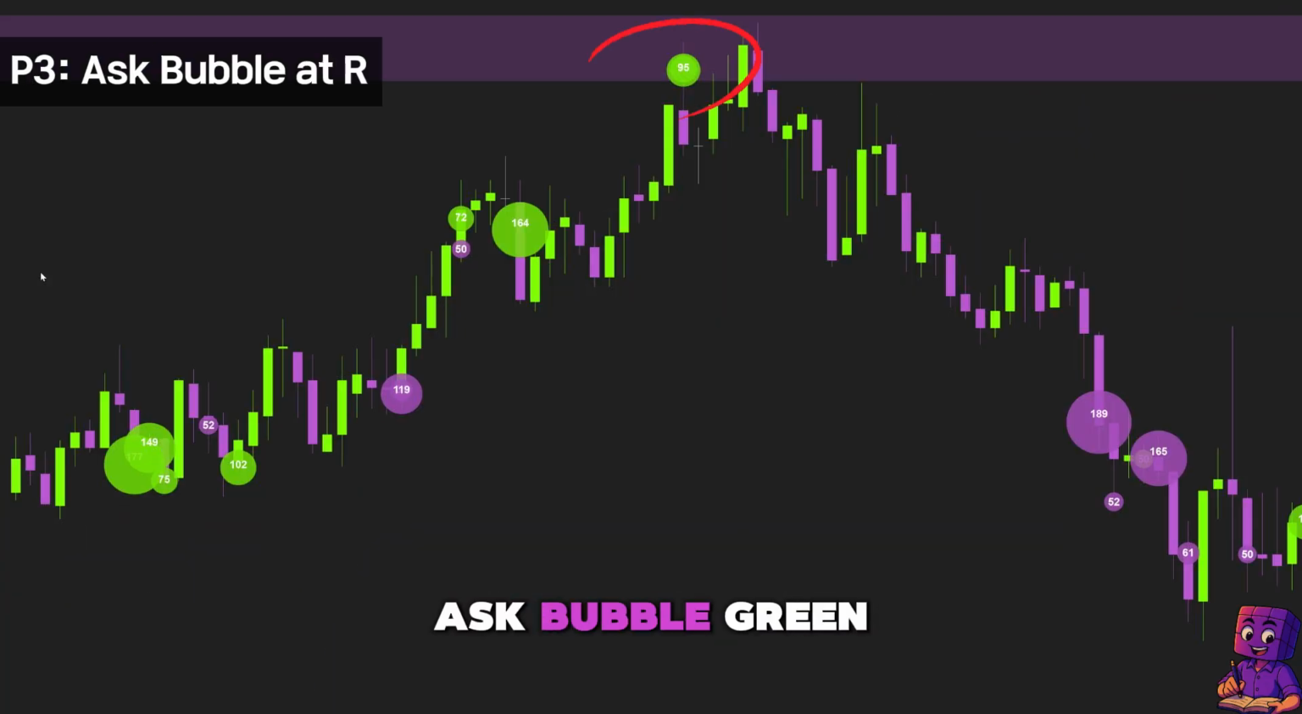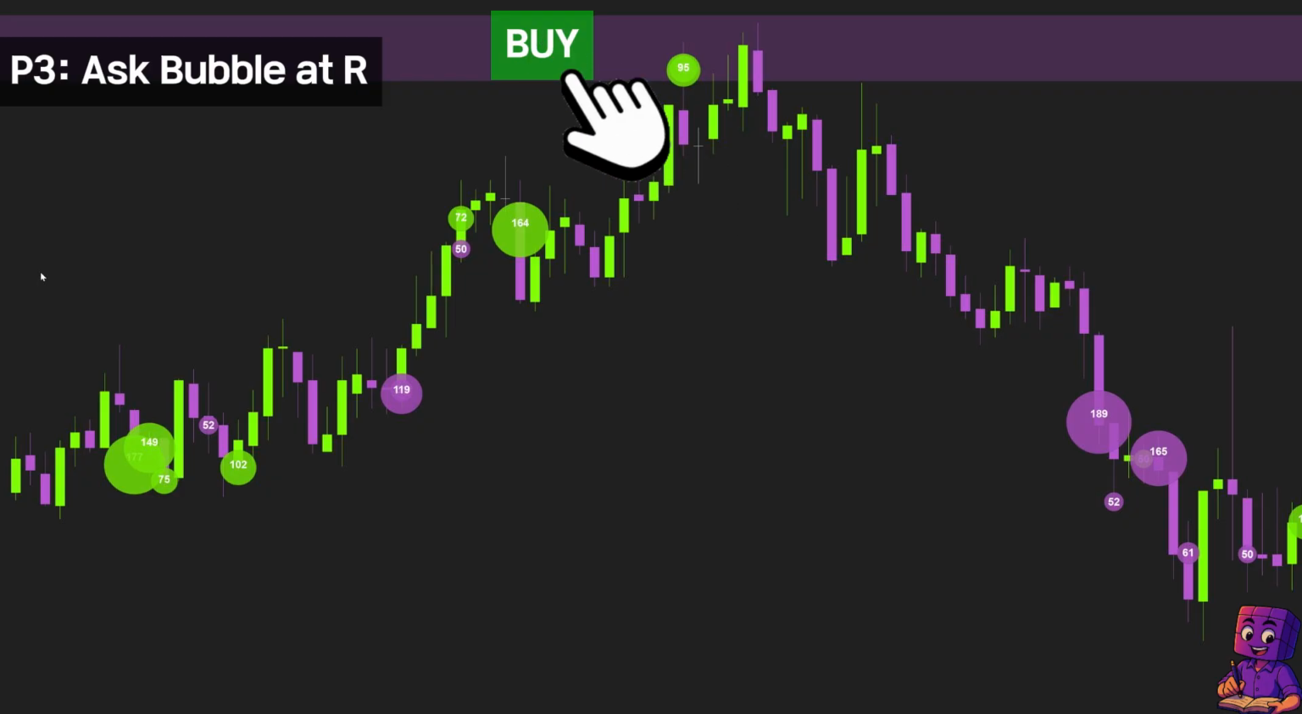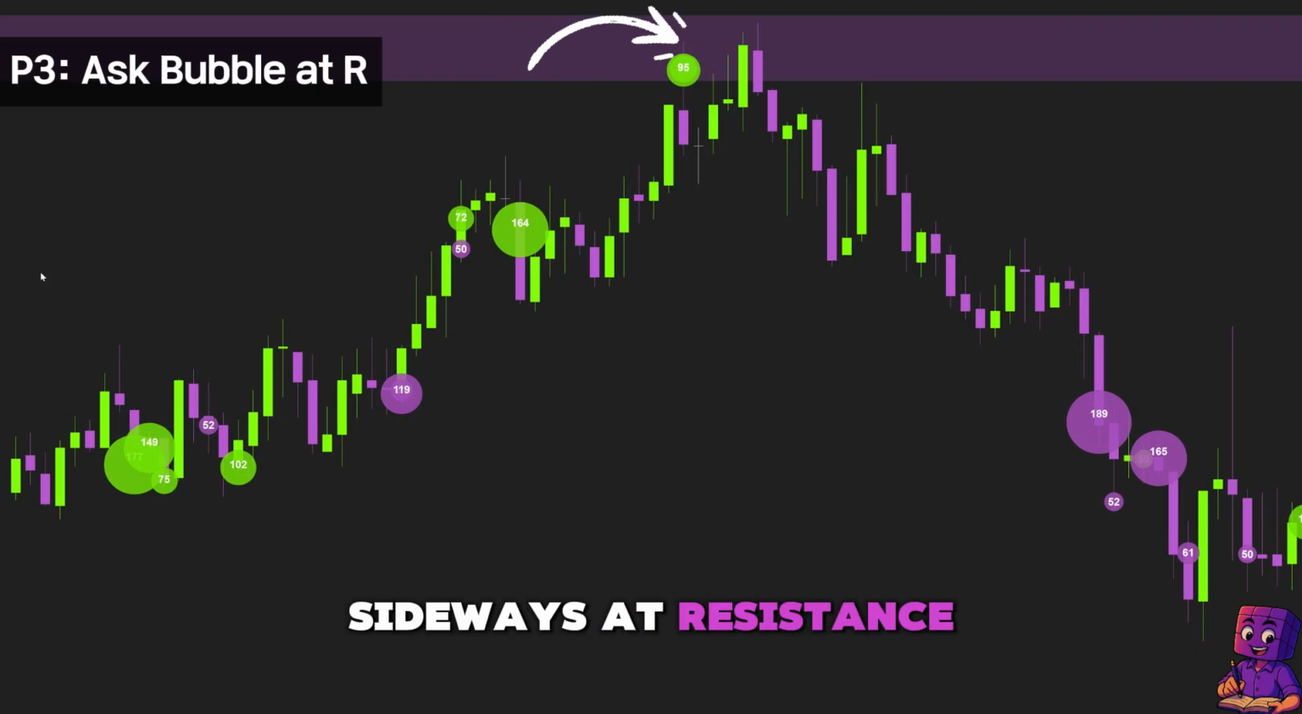Pattern 3: ask bubble, green in our case, at resistance. That means late buyers are trapped and we can expect a bearish fade or reversal clue. Core meaning: buyers lift the ask into the highs, often late or trapped. What we want to see: price stalls or goes sideways at resistance.